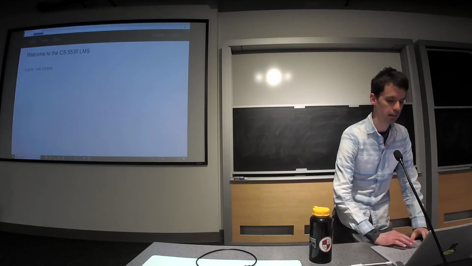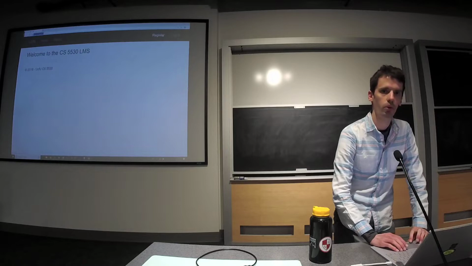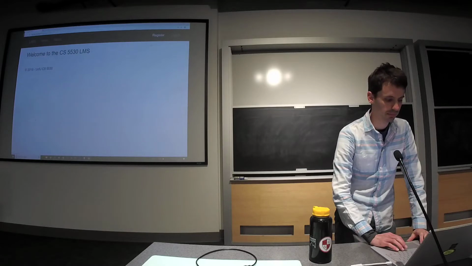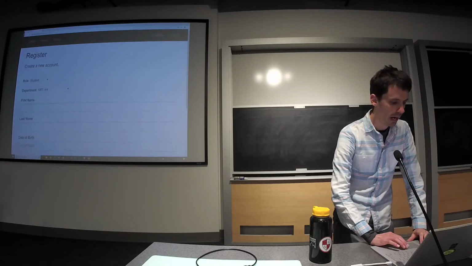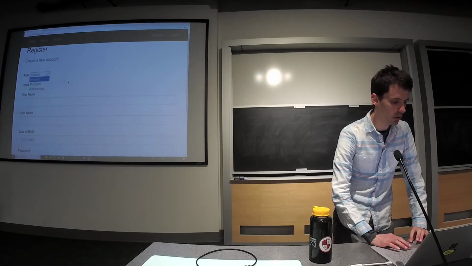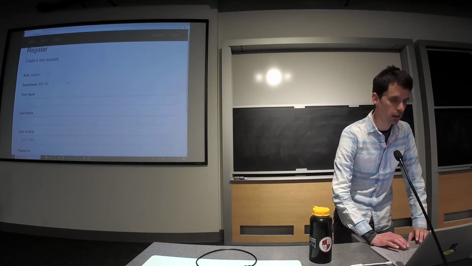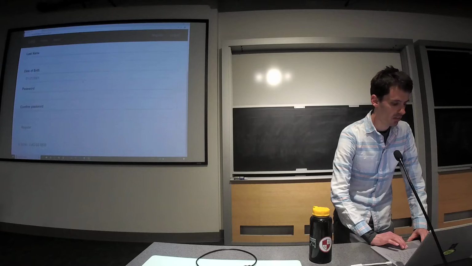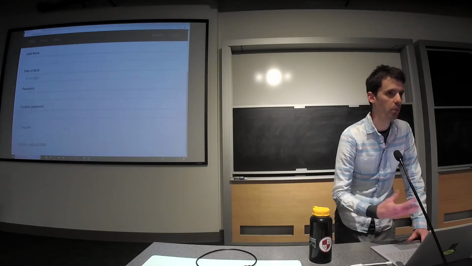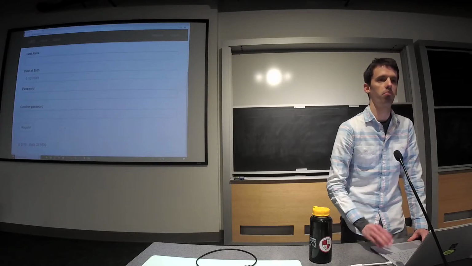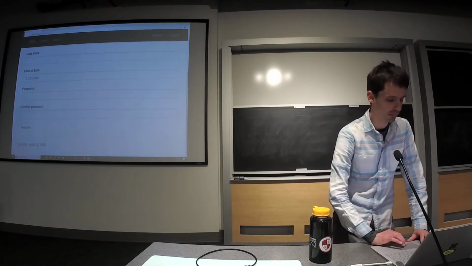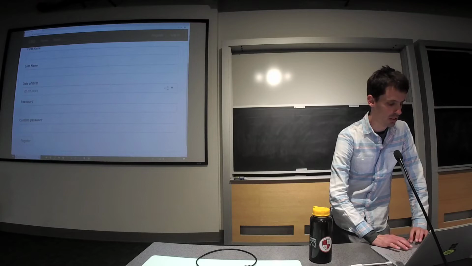So here's the LMS. Let's go over to the register page. And so it lets me pick a role, pick a major or a department, a name, a date of birth, password, and everything. But there's obviously nothing in here for me to pick my own UID. That's determined by the system for you. I should really change this so the default is not 2,000 years ago.